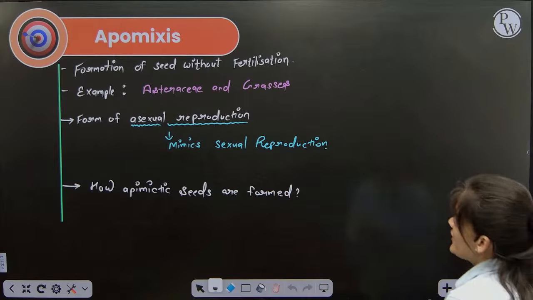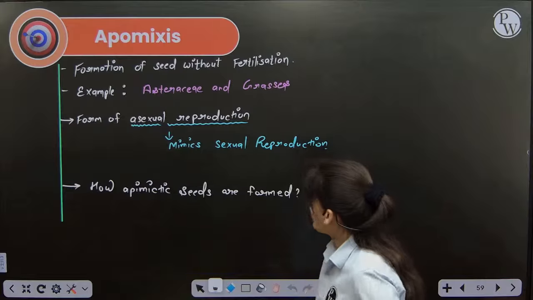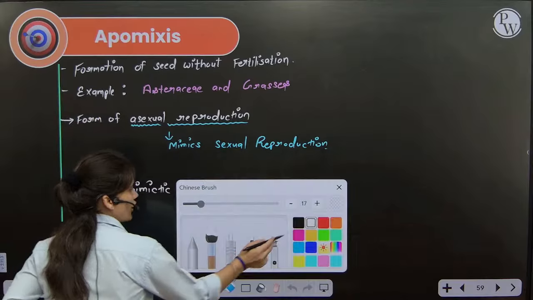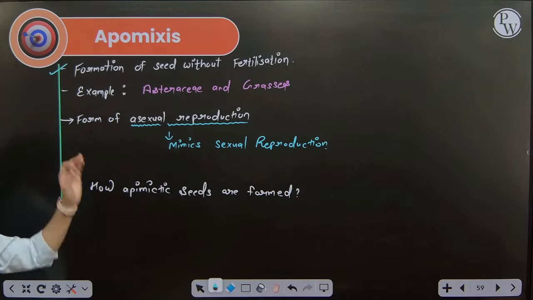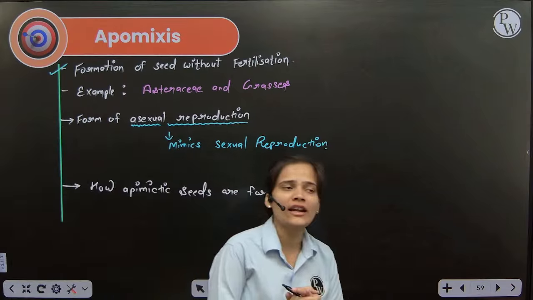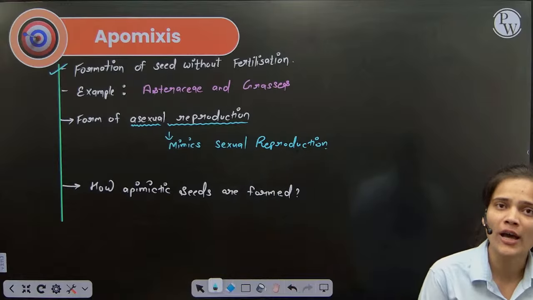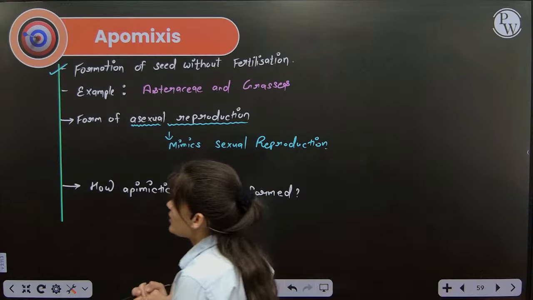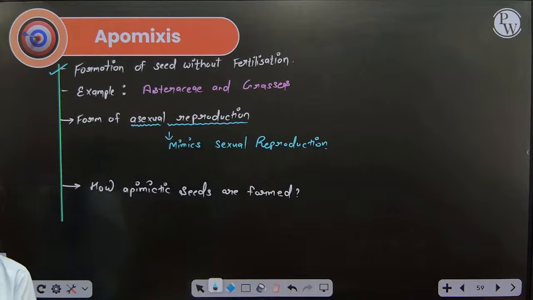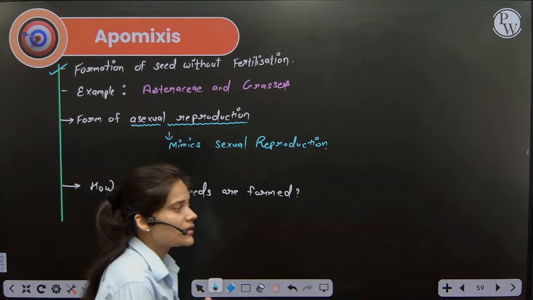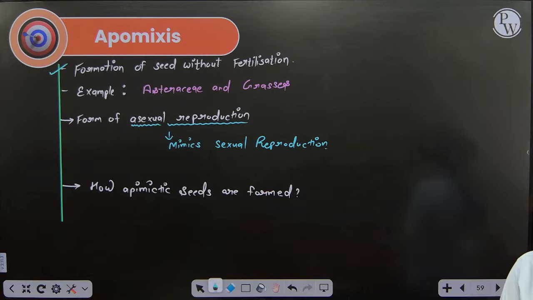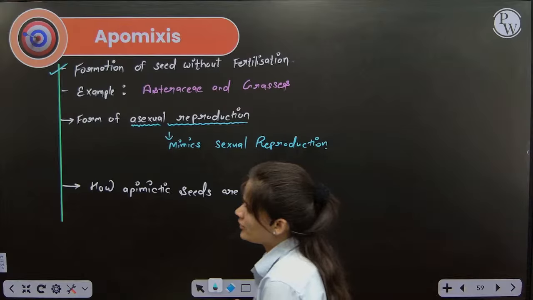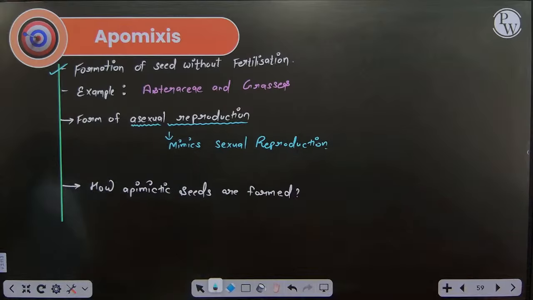What is apomixis? Formation of seed without fertilization. Seed forms without fertilization is apomixis. When fruit forms without fertilization, that condition is parthenocarpy. Then what about formation of an organism without fertilization? That condition is known as parthenogenesis. An example of parthenogenesis, we already discussed in the sex determination topic: drones. They are formed with the help of parthenogenesis.